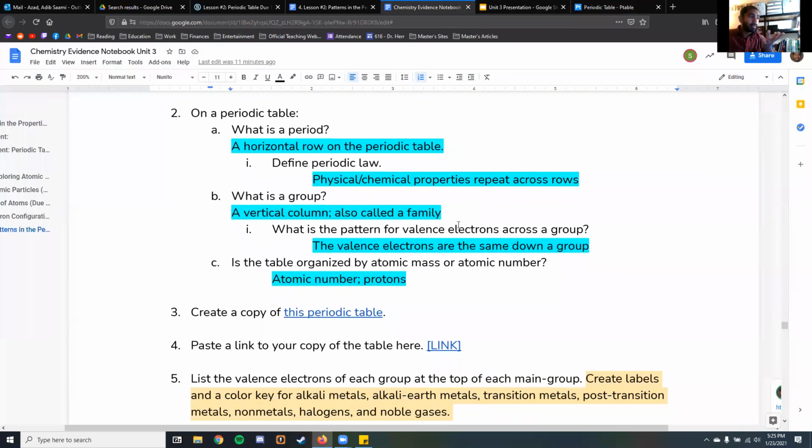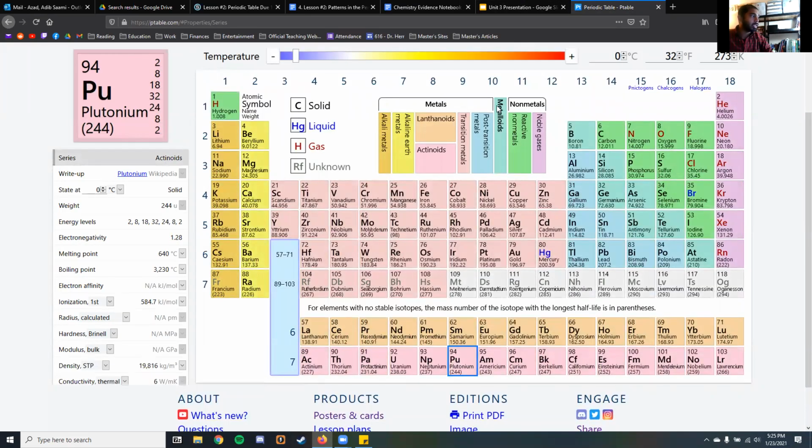Now, how is the table organized? Atomic mass or atomic number? We've discussed this. They are organized by atomic number. If they were organized by atomic mass, argon and potassium, 39.94 for argon and 39.09 for potassium, should switch places, but we don't. It's only atomic number.